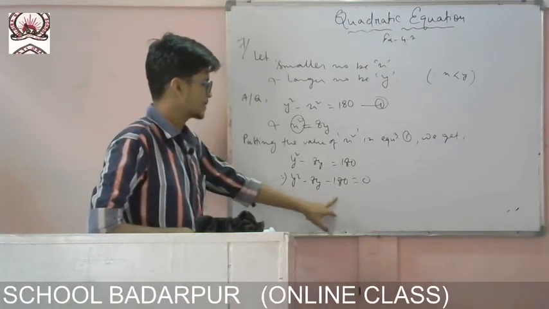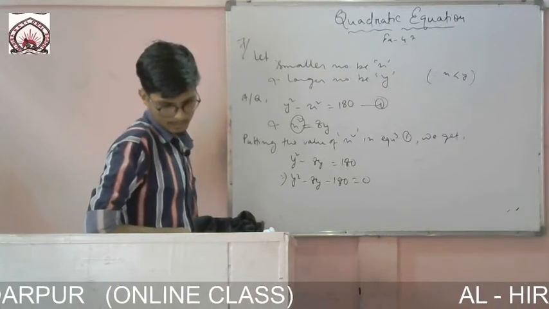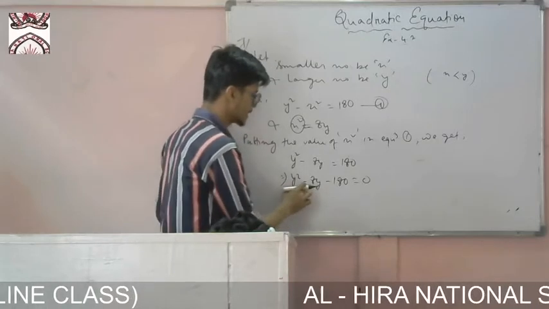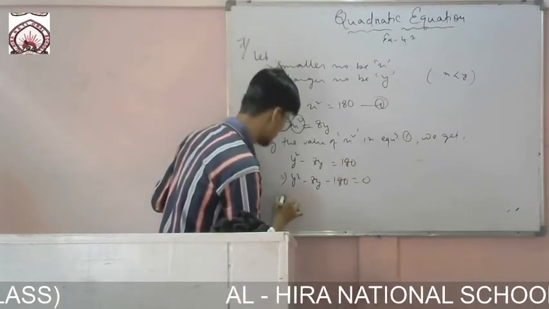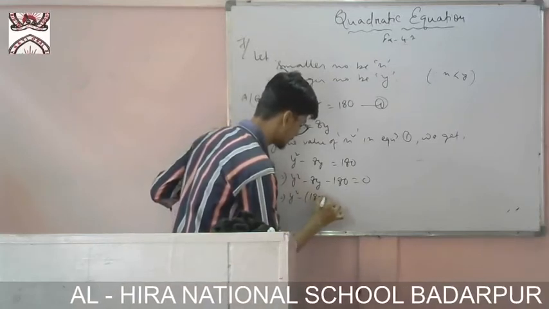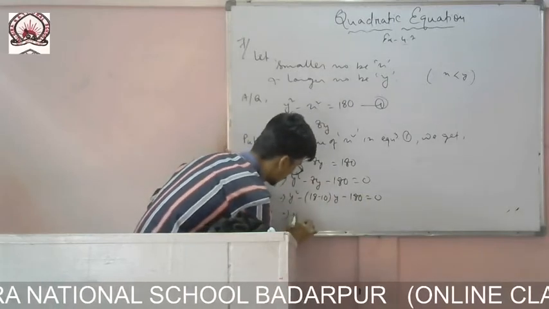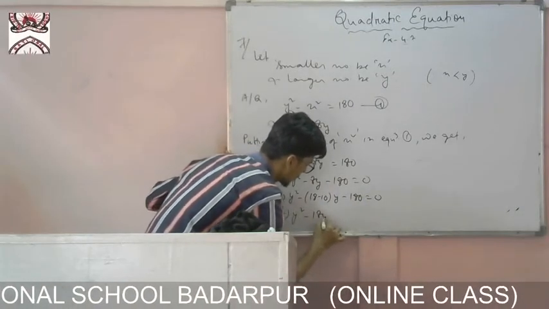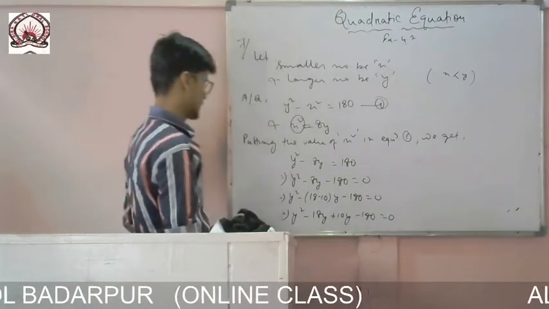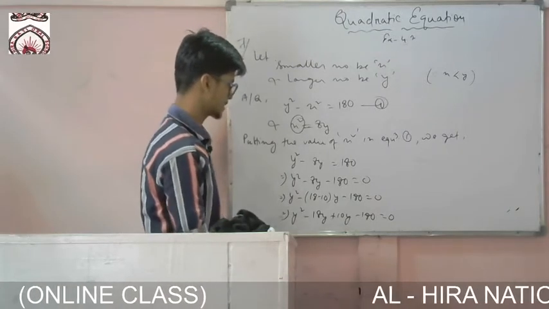So 180, that means 18 into 10, 18 tens are 180, and 18 minus 10 is 8. So y square minus 18 minus 10, that means 8, minus 180 equals 0. So y square minus 18y plus 10y minus 180 equals 0.